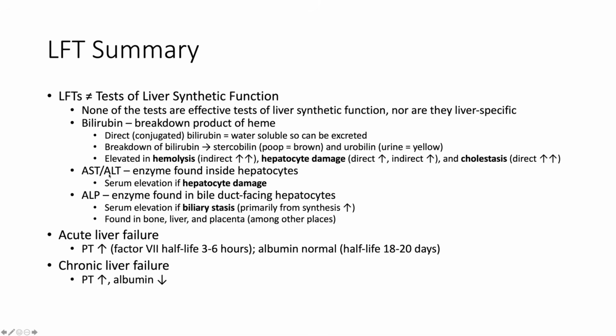Obviously, AST, ALT, and Alk Phos are found in other things that are not just hepatocytes. Alk Phos is the one that you really should know about, although AST is also found in muscle and stuff like that. But Alk Phos is found in bone, liver, and placenta, among other things. And as a reminder, for measuring synthetic function, there's a couple of others, but the most common ones are PT and albumin. So acute liver failure, PT is up, albumin's normal, and then chronic liver failure, PT is up and albumin's low. That has to do with half-lives.